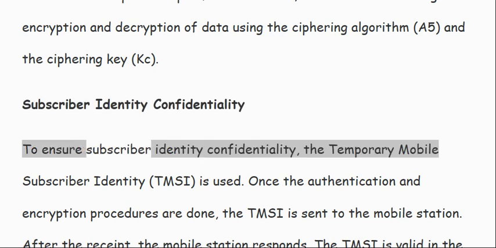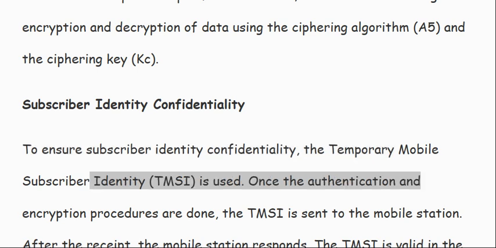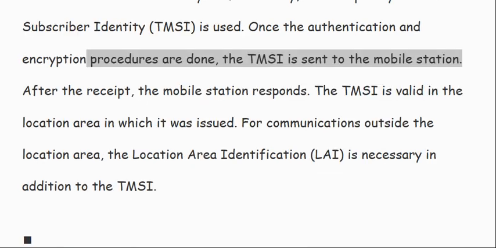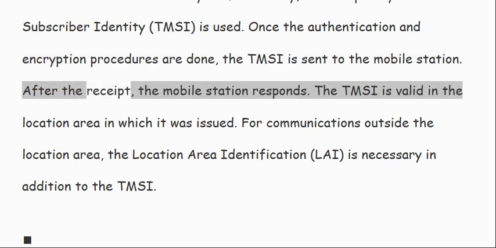Subscriber identity confidentiality. To ensure subscriber identity confidentiality, the temporary mobile subscriber identity, TMSI, is used. Once the authentication and encryption procedures are done, the TMSI is sent to the mobile station. After the receipt, the mobile station responds.